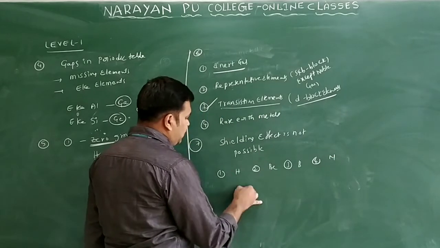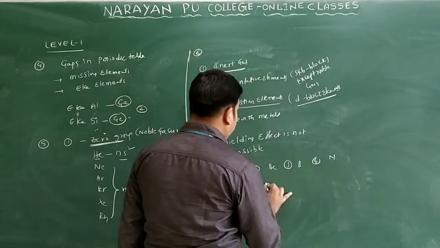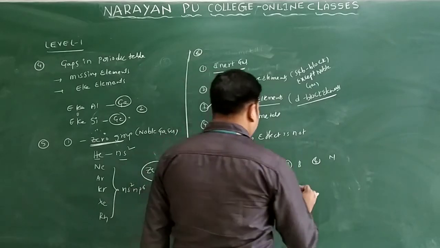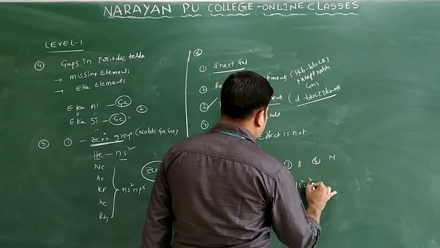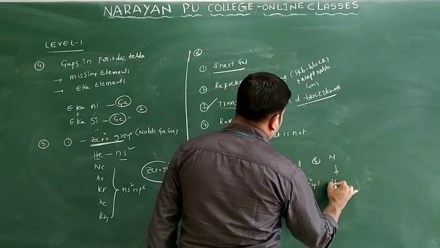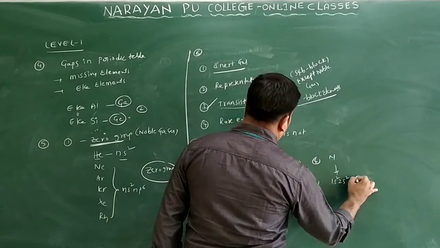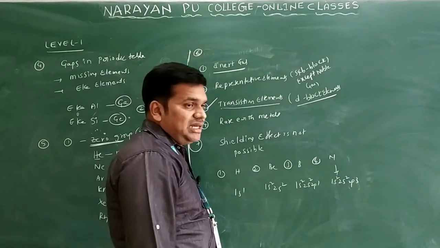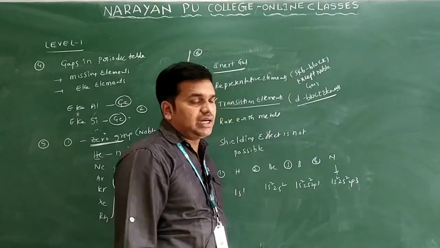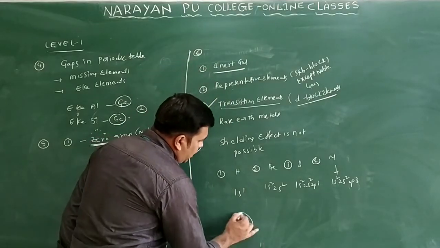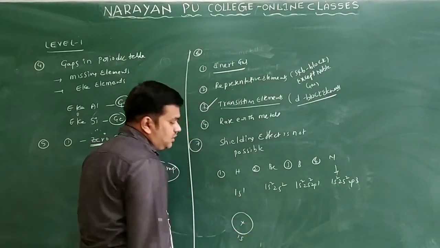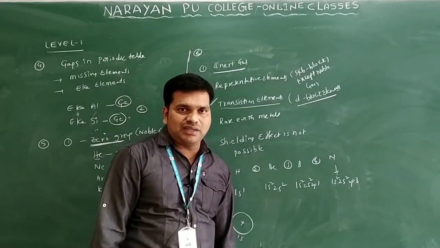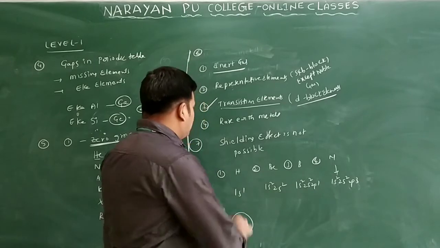If we take hydrogen, we get 1s1. Helium is 1s2, lithium, beryllium is 1s2, 2s2. Boron is 1s2, 2s2, 2p1. Nitrogen is 1s2, 2s2, 2p3. Shielding effect means inner electrons create repulsion on the outer electrons. But in hydrogen there is only the 1s shell, so there are no inner electrons. Inner electrons are not there means there is no shielding effect. So what is your answer, ma?